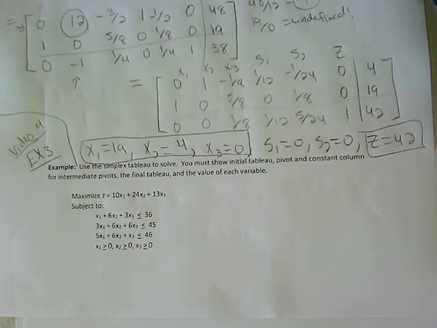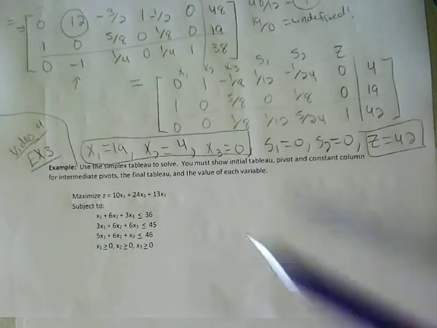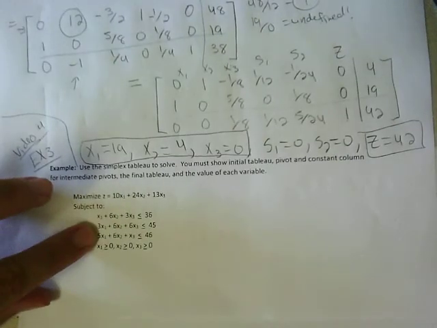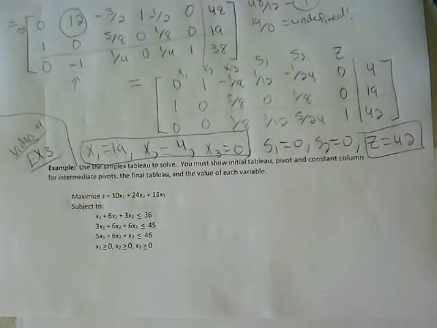Okay, so here's just one more example of using the simplex method from start to finish. We want to maximize z equals this. These are my equations, or my inequalities. I'm going to get my equations from these, and I've already written them out.